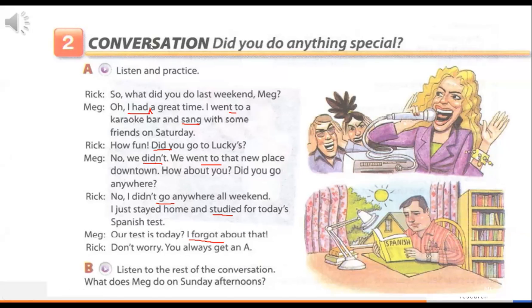So, what did you do last weekend, Meg? Oh, I had a great time. I went to a karaoke bar and sang with some friends on Saturday. How fun. Did you go to Lucky's? No, we didn't. We went to that new place downtown.